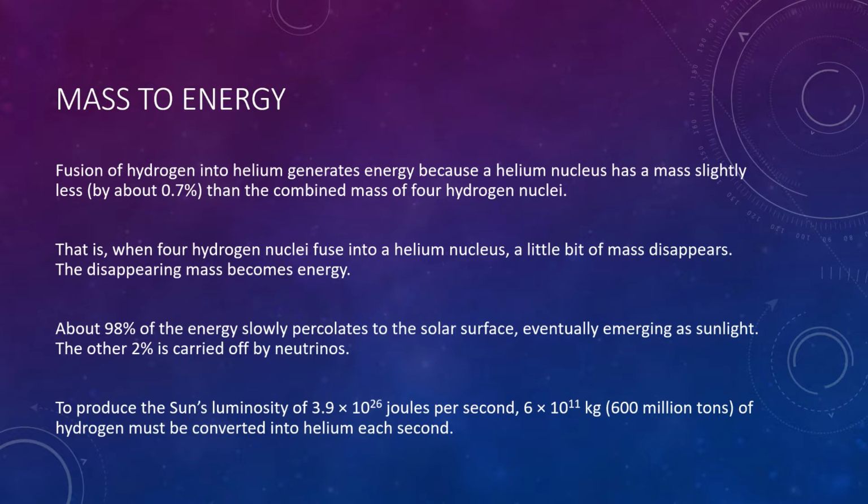Luckily, the sun's core contains enough hydrogen to have been giving off energy at the present rate for as long as the solar system has existed, about 4.5 billion years, and to continue doing so for far more than 6 billion years into the future.